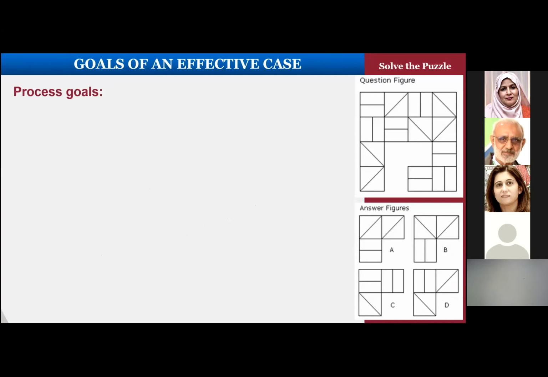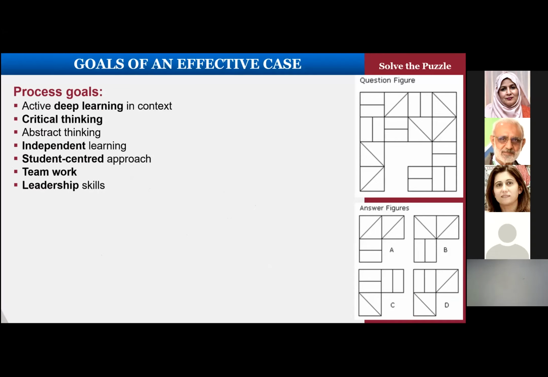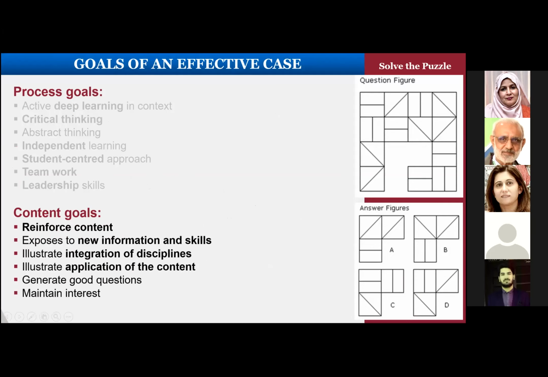The goals of the effective case are the process goals, which are active deep learning in context, critical thinking, abstract thinking, independent learning, student-centered approach, teamwork, and leadership skills. While the content goals are to reinforce the content, to expose to new information and skills, to illustrate integration of disciplines, to illustrate application of the content, generate good questions, and maintain interest. So these are the goals of an effective case which we should be able to achieve to make a very good PBL package.